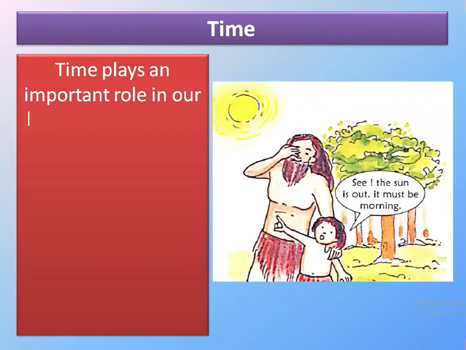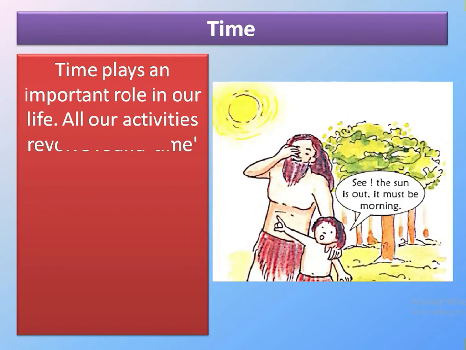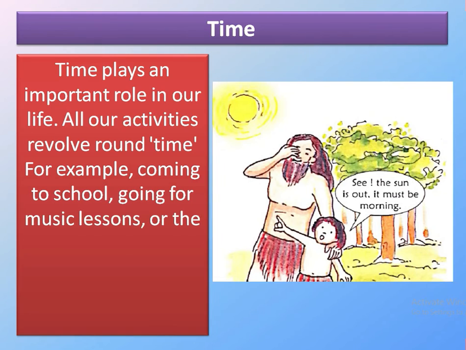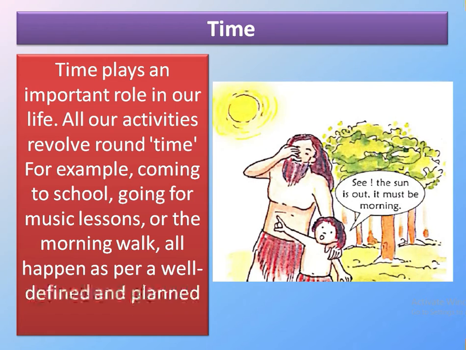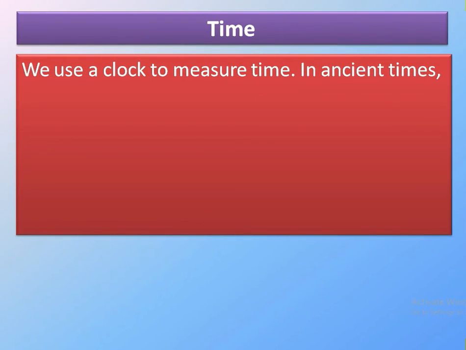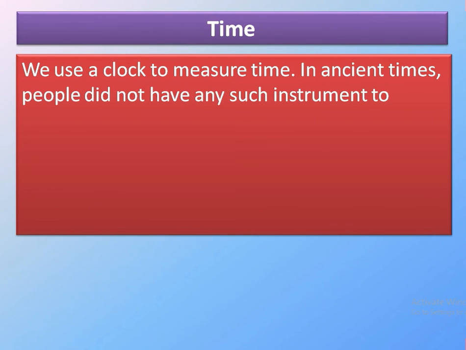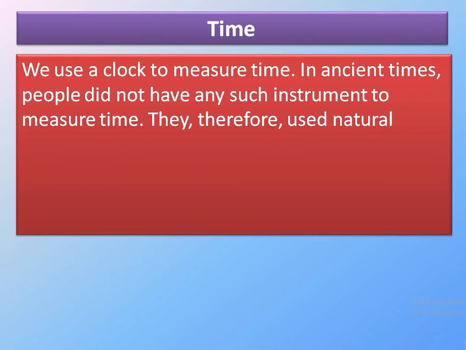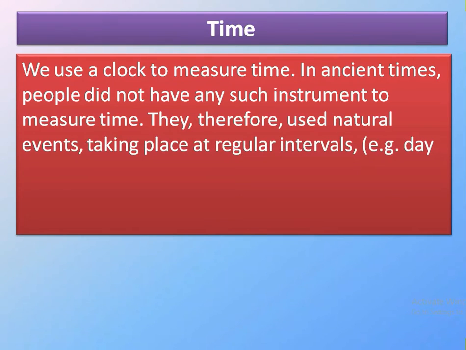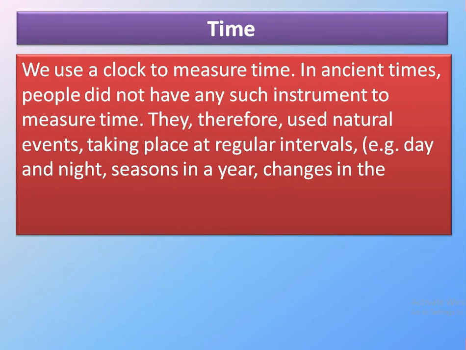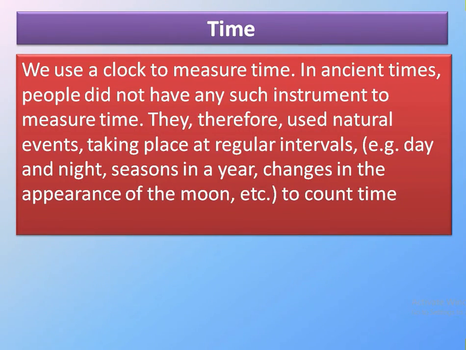Time plays an important role in our life. All our activities revolve around time. For example, coming to school, going for music lessons, or the morning walk all happen as per a well-defined and planned timetable. Use a clock to measure time. In ancient times, people did not have any such instrument to measure time. They therefore used natural events taking place at regular intervals. For example, day and night, seasons in a year, changes in the appearance of the moon, etc.